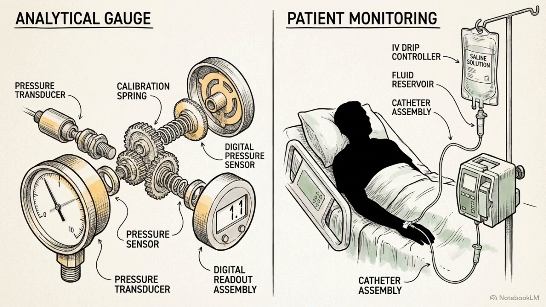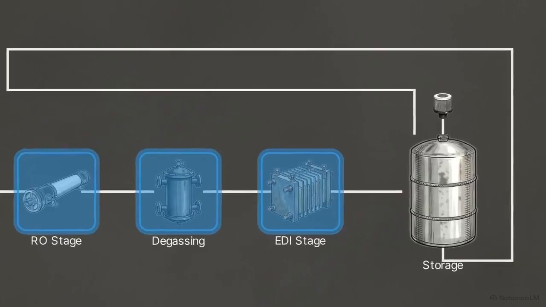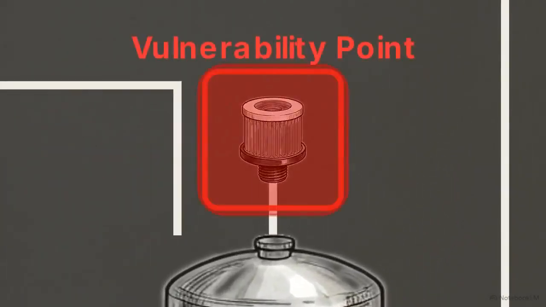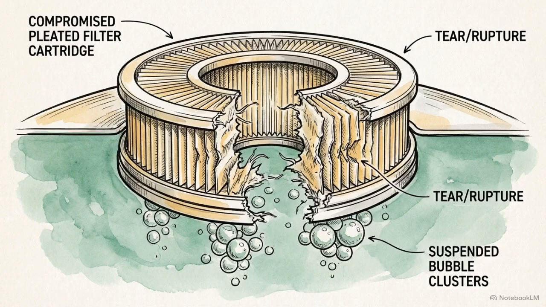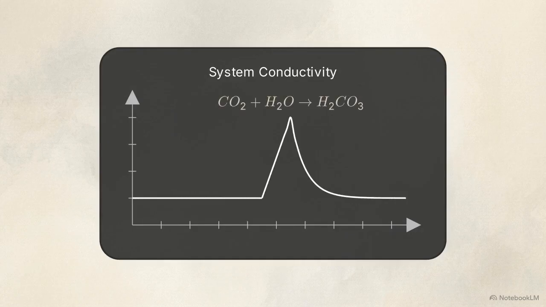This isometric schematic outlines a complete purified water generation and distribution loop. We can trace the specific failure points starting at the generation phase. The storage tank vent filter acts as a vulnerability point for airborne contamination. When these vent filters become compromised, they allow ambient CO2 to enter the water supply. Once introduced, the gas dissolves and forms carbonic acid. This continuous formation of carbonic acid is the most frequent hidden variable responsible for unexplained conductivity spikes.